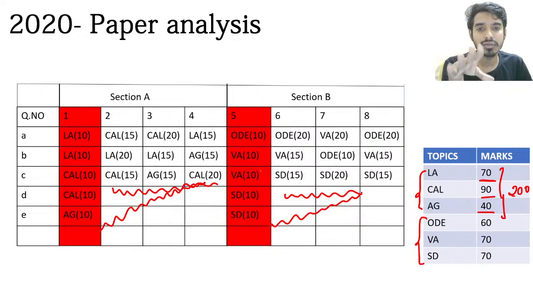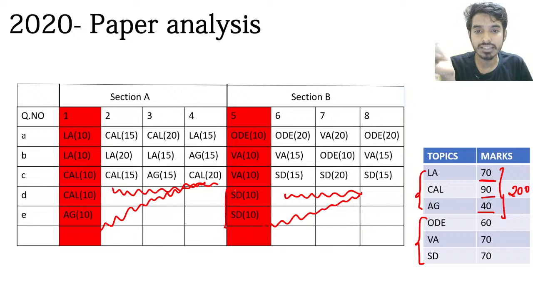Suppose if you wish to leave one chapter, let me say what the situation is, right? Suppose for example you are not studying statics and dynamics. If you are attending the 2020 paper without studying statics and dynamics, what you will get is you will lose 20 marks.